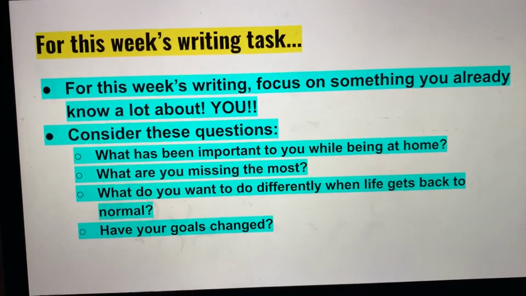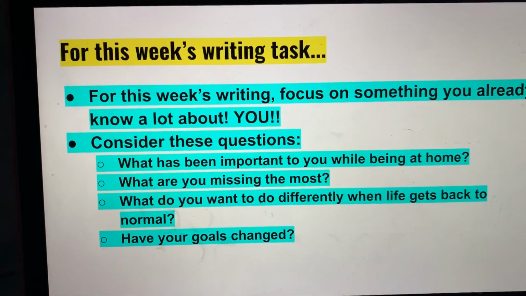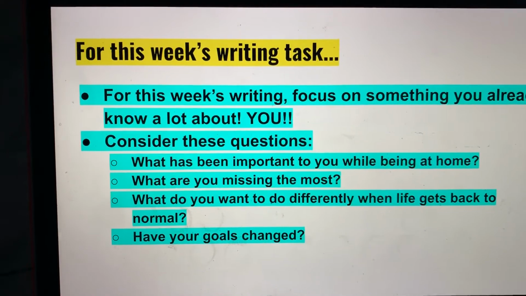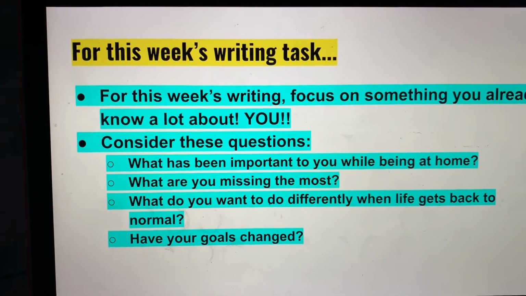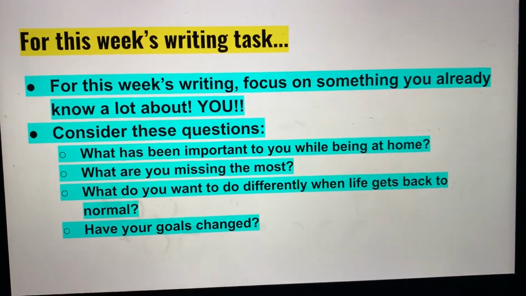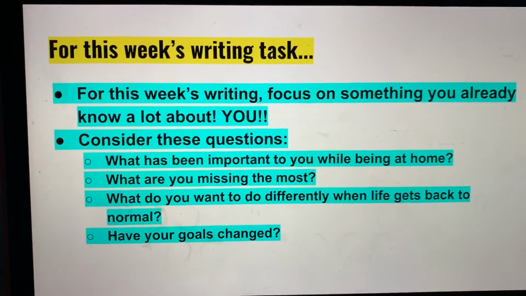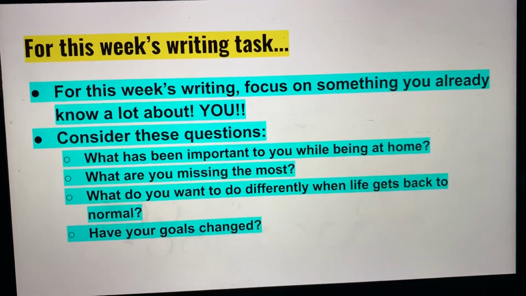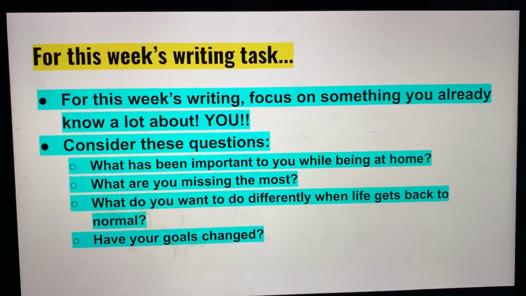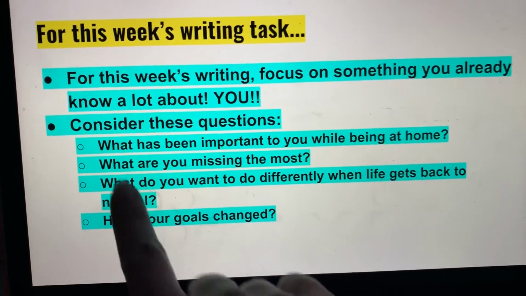What do you want to do differently when life gets back to normal? I think I'm going to be more focused on spending that time that I didn't prioritize. I put so much into my work that I don't make time for family and friends like I should. Have your goals changed? Maybe some. I have more motivation to finish this degree that I'm working on. So just these little things like that, guys. This is just an example.